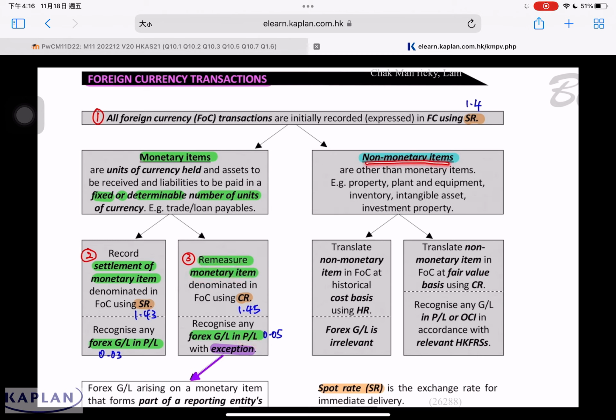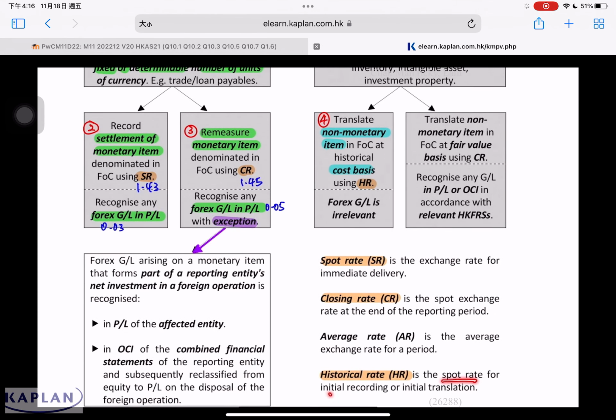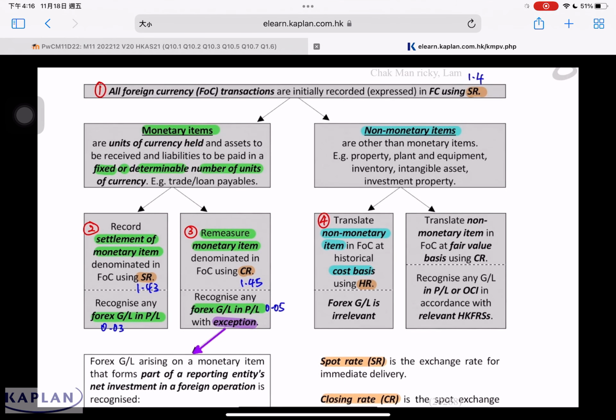For non-monetary items, we have to consider whether the non-monetary item is on cost basis. If the non-monetary item is measured on cost basis, then it will be based on the historical rate. Historical rate means the spot rate at the initial recording. For example, if this is an investment property or PPE, it's a non-monetary item. If the PPE or investment property is on cost basis, it will be recorded at historical rate. Historical rate is 1.4. Initially recorded at 1.4, now recorded at 1.4. There should not be any exchange differences.